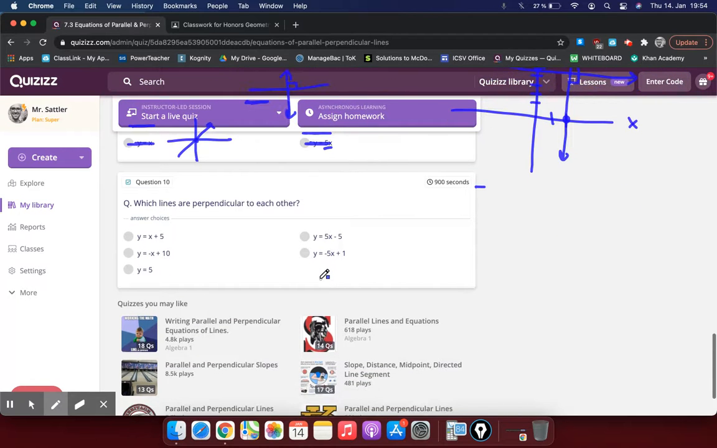Okay, question 10, last one. Which lines are perpendicular to each other? So we have to just look for the reciprocal relationship. And you might notice none of these are fractions, but it's kind of a sneaky one where these are going to be perpendicular because this one has a slope of 1 and this one has a slope of negative 1. And 1 over 1 is the reciprocal of negative 1 over 1. So you could graph these on Desmos. They would definitely be perpendicular.